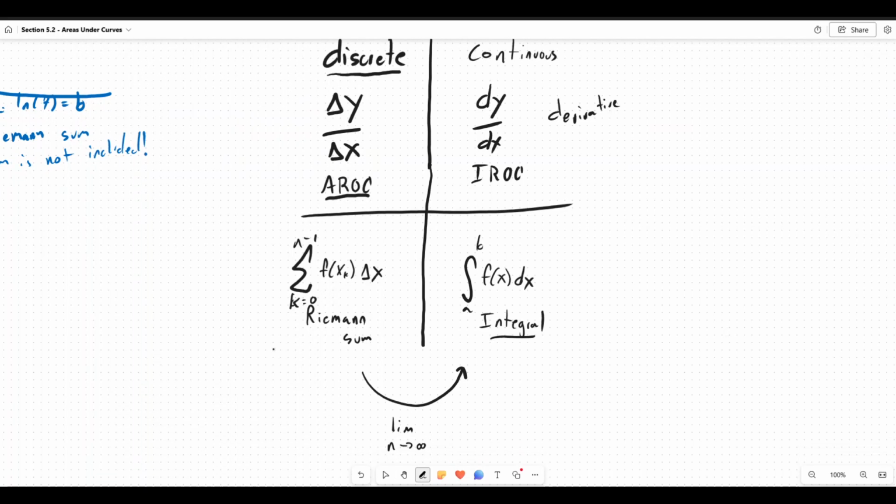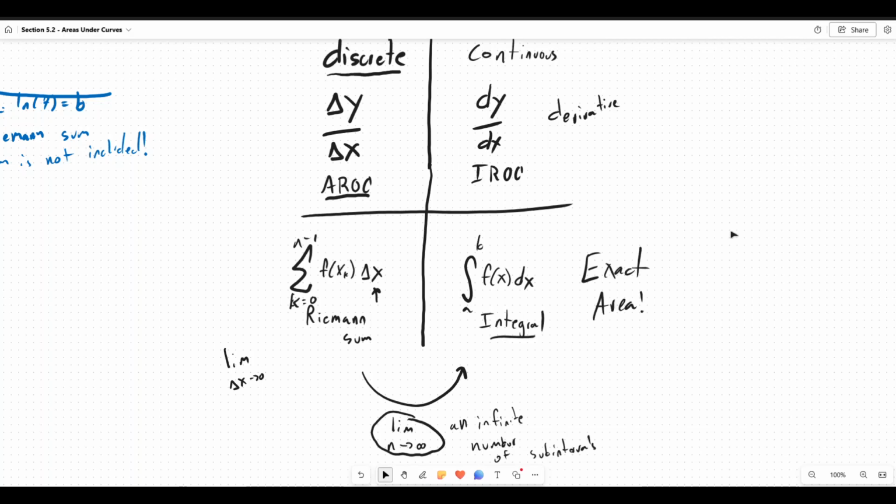Now, it is technically the limit as delta x goes to 0, but turns out we don't like that. And this is kind of one of the reasons why Bernard Riemann got named after this, because really we're taking the limit as n goes to infinity. An infinite number of subintervals. And that infinite number of subintervals becomes an exact area.